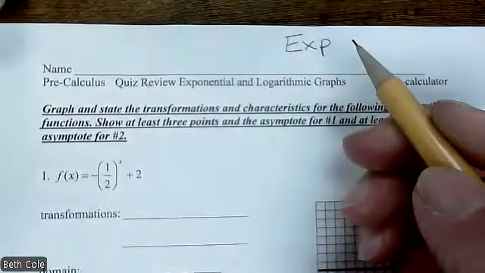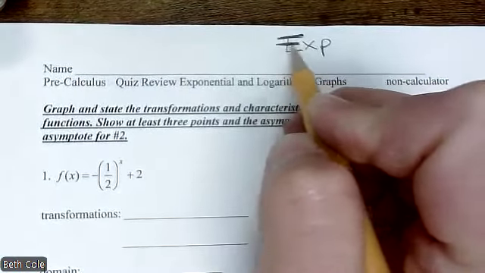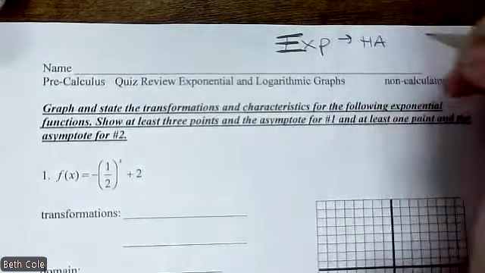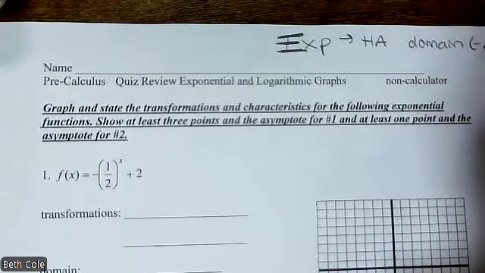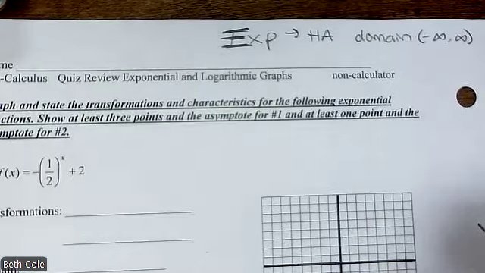Exponential, and this is the way I remember it. See how the letter E has 3 horizontal lines in it? So that's the one that has the horizontal asymptote, and your domain is all reals. So that's your automatic answers. You want to enter those first.